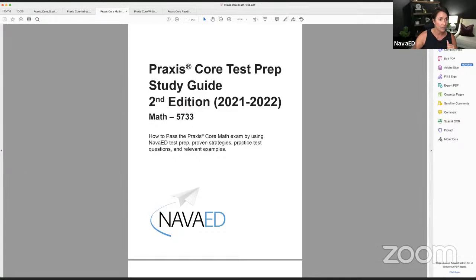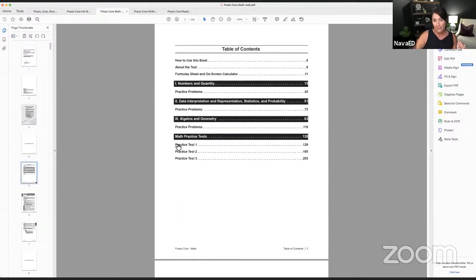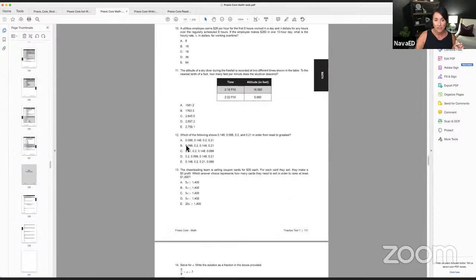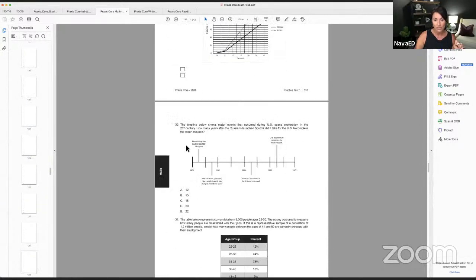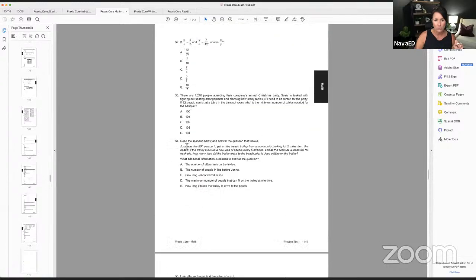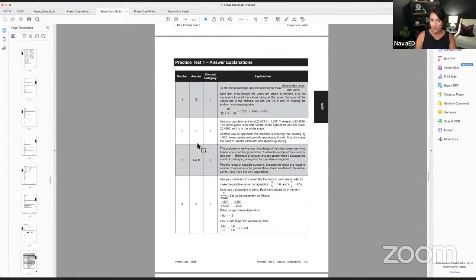So here's the math book. This is the digital guide. You guys might have the physical. It's fine. Notice here we have practice tests 1, 2, and 3. What I would do is take this first practice test here. This one has... I always forget how many questions because I work in so many tests. This has 56 questions. And it has very detailed answer explanations here.